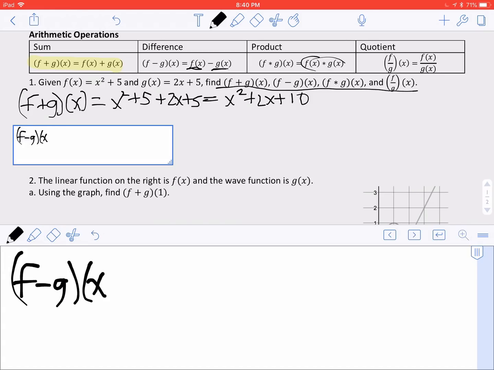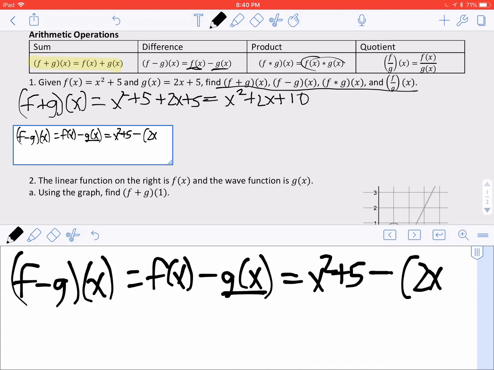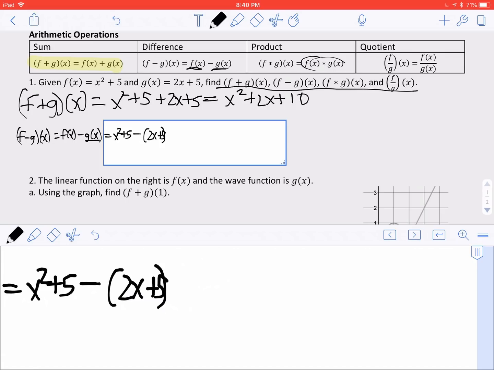so we have to be careful here because this is going to mean, of course, f of x minus g of x. But what we want to be careful about is we're subtracting the whole function g of x, not just the first part of it. So we'll write x squared plus 5, but I need to make sure that I subtract the entire quantity 2x plus 5, rather than, if I didn't write the parentheses, I would only be subtracting 2x and then adding 5.